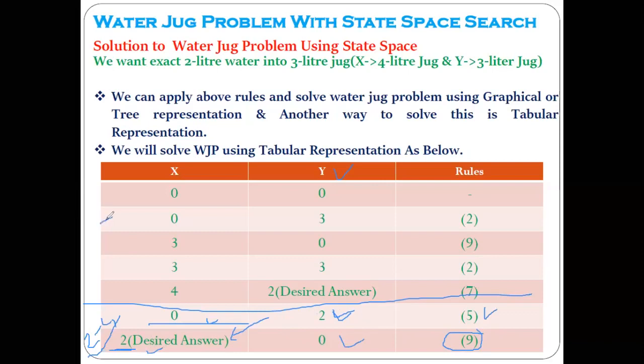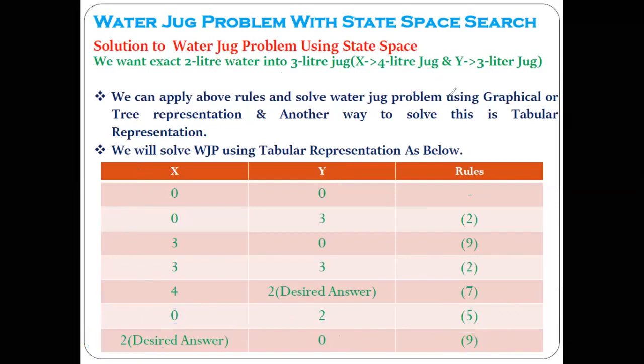So this is the solution to the first problem we have seen, exactly 2 liters of water in the 3 liter jug. And this is the solution to the second, 2 liters of water in the 4 liter jug. Using the rules given above, you can apply them to any problem related to the water jug and solve it.